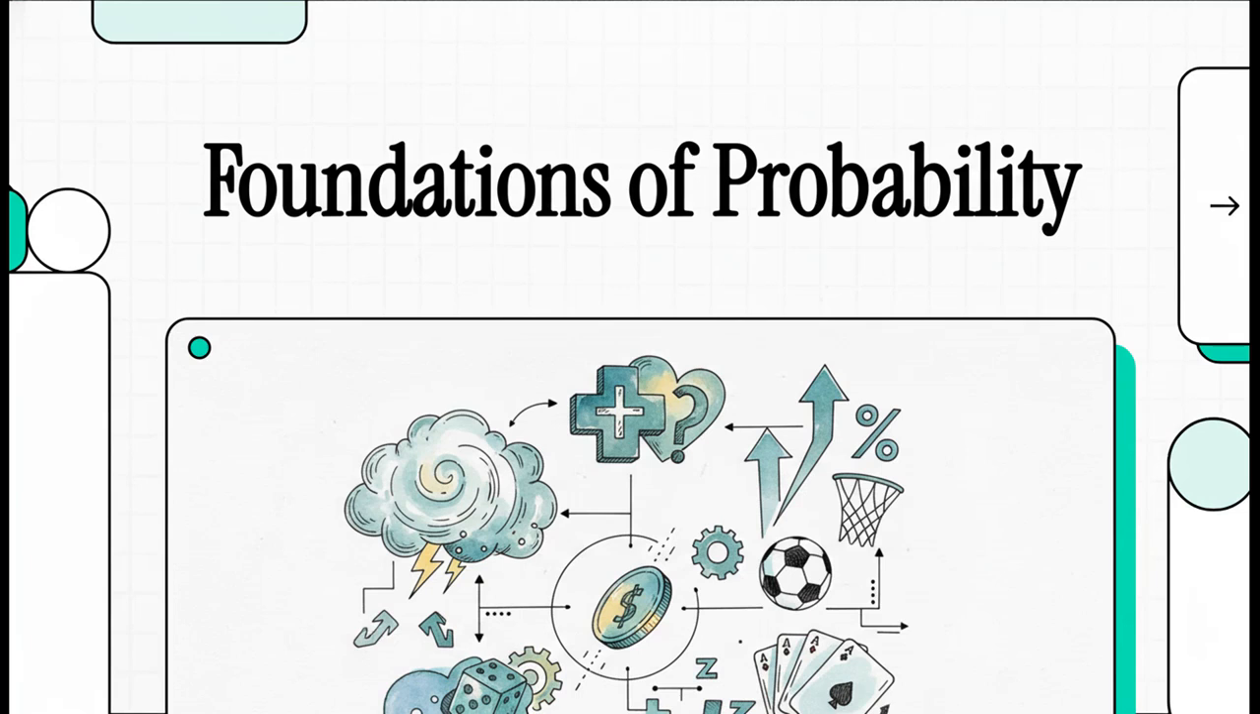We're surrounded by the language of chance every single day. The weather forecast, a doctor's opinion, the odds of your favorite team winning. But what's really going on behind those numbers? Well, in this explainer, we're going to build the foundational toolkit to really understand the world of probability.